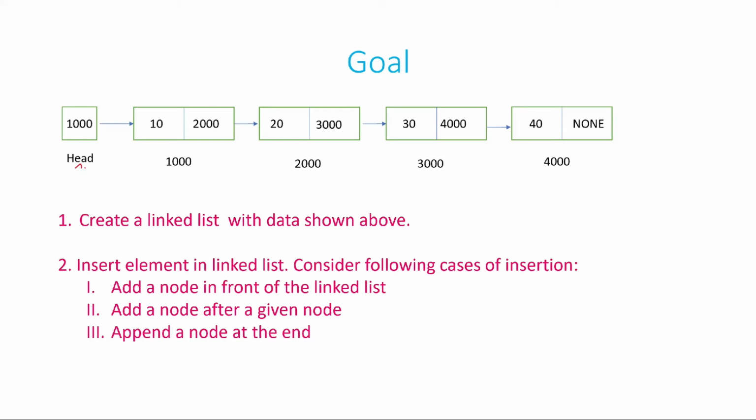So there could be three possible cases. The first one is maybe you want to add this new node in the front of the linked list. The second case could be you want to add this new node somewhere in between, not in the first, not in the last, somewhere in between. And the last case is you want to add this new node at the end. This is called appending a new node. So these are the three cases.